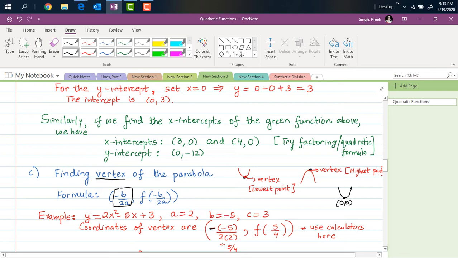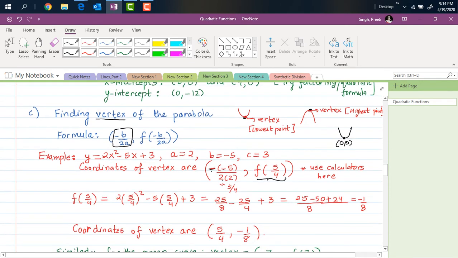Negative of b, which is negative 5, over 2 times 2, which is a. Solve this first. Negative, negative becomes positive, so it's 5 fourths. So the x coordinate of the vertex is 5 fourths. Now I'm asking you, what is f of 5 fourths? That's your y coordinate. You can use your calculators here. Plug this 5 fourths into the equation, and that will give you the y value of the vertex.